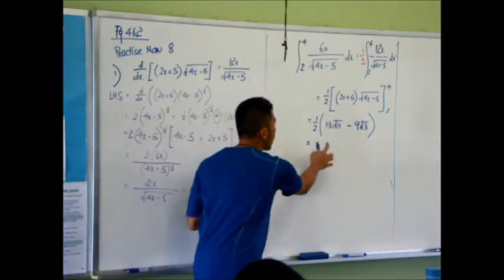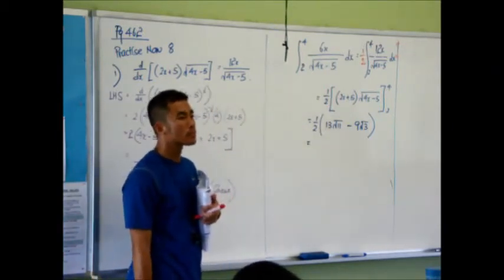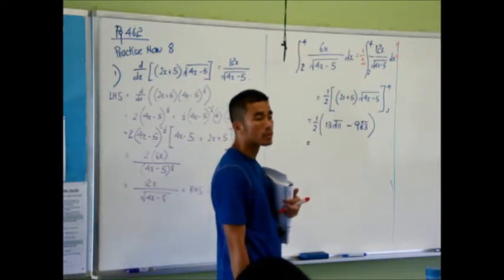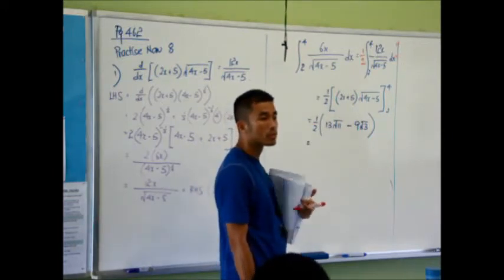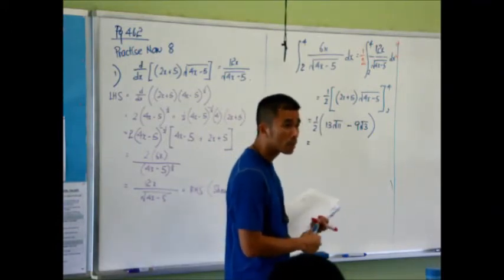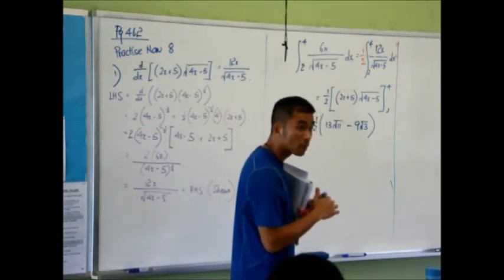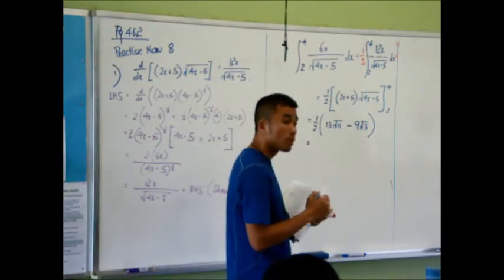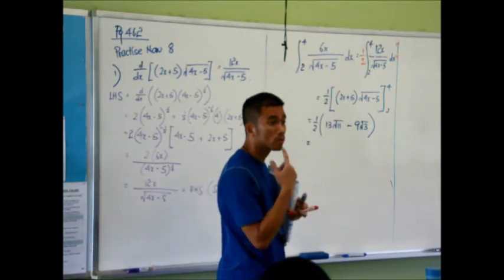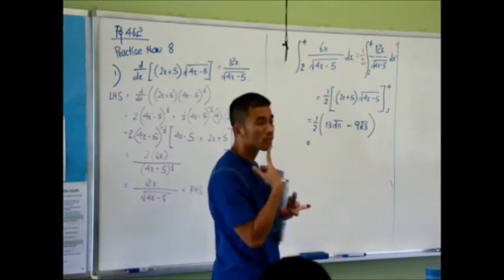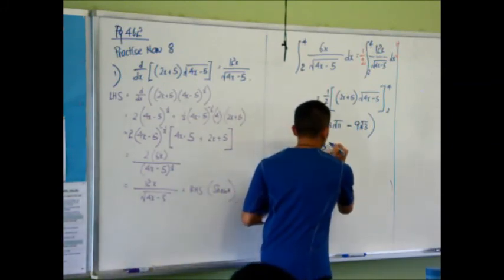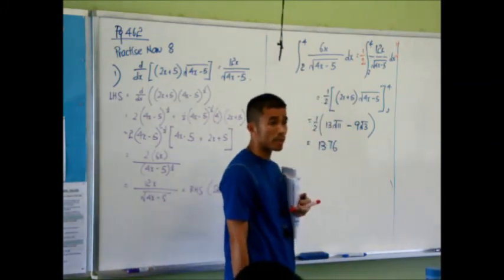Alright? So now, what's the value over here? Cheryl? 7.27. 27 point. 13.76. Does everyone get 13.76?